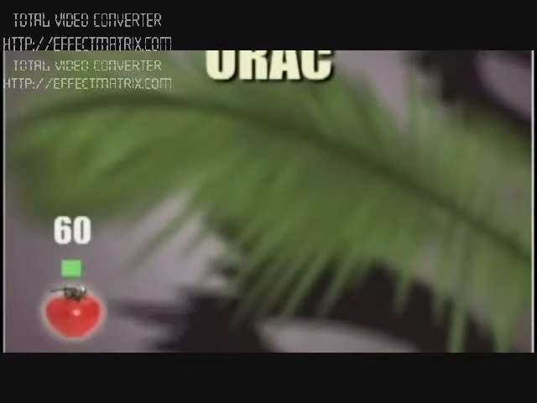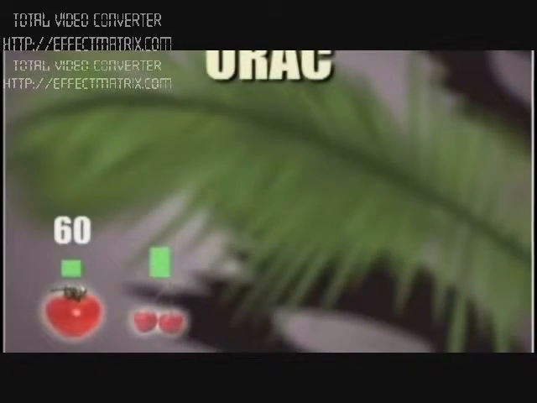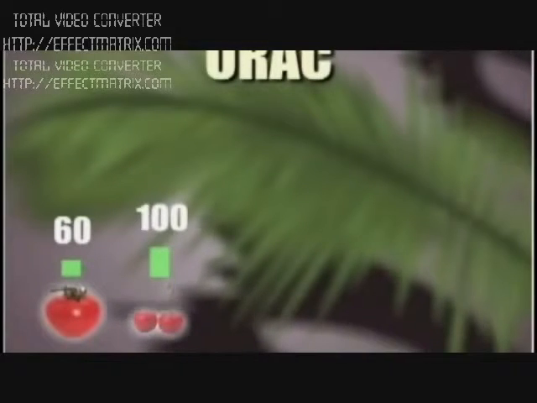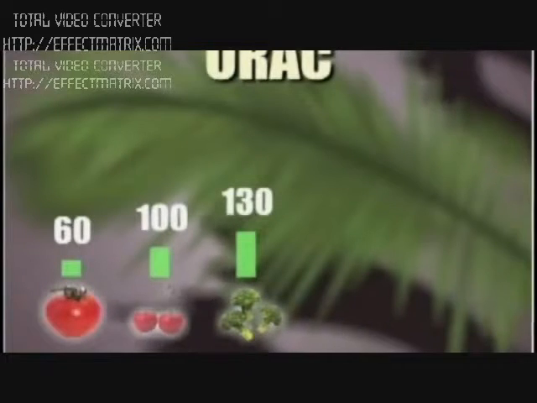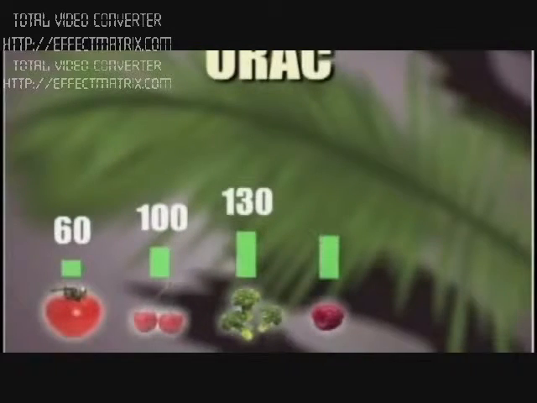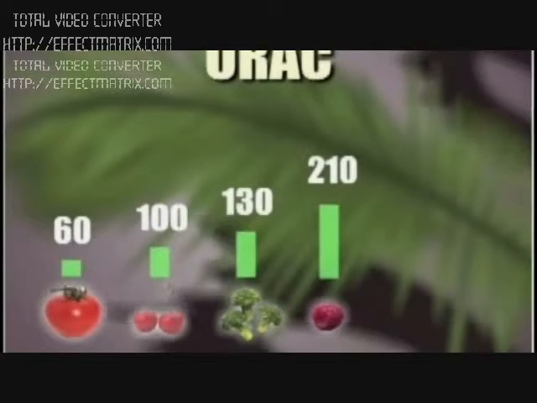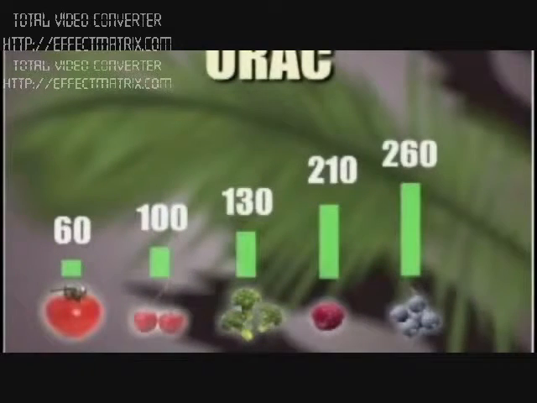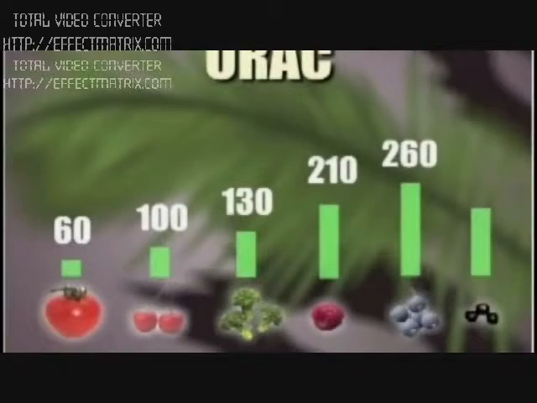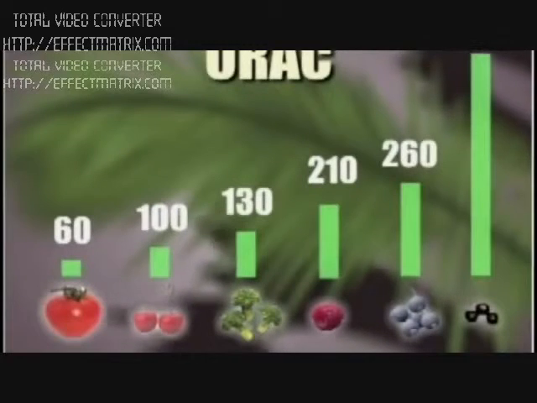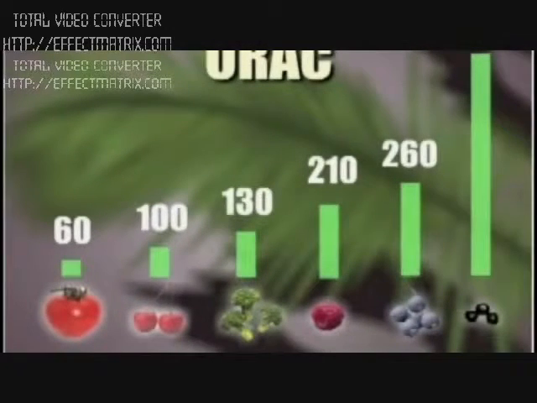Let's start by looking at a tomato. Its ability to pacify the free radicals in our system was measured using the ORAC test and received a score of 60. A cherry was tested and its ORAC value turned out to be 100. How about some broccoli? It was tested resulting in an ORAC score of 130. A red raspberry tested at 210. A wild blueberry received a score of 260. Now let's look how the acai berry stacks up using Monavie's patented process. It received an ORAC score of 1027.